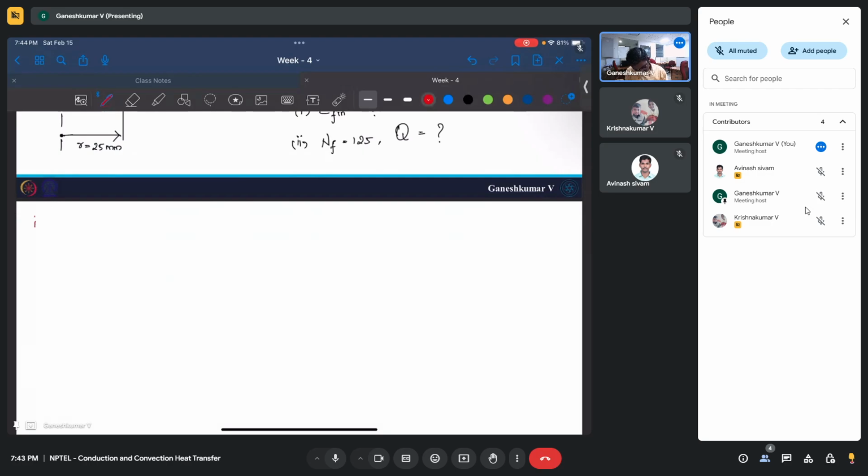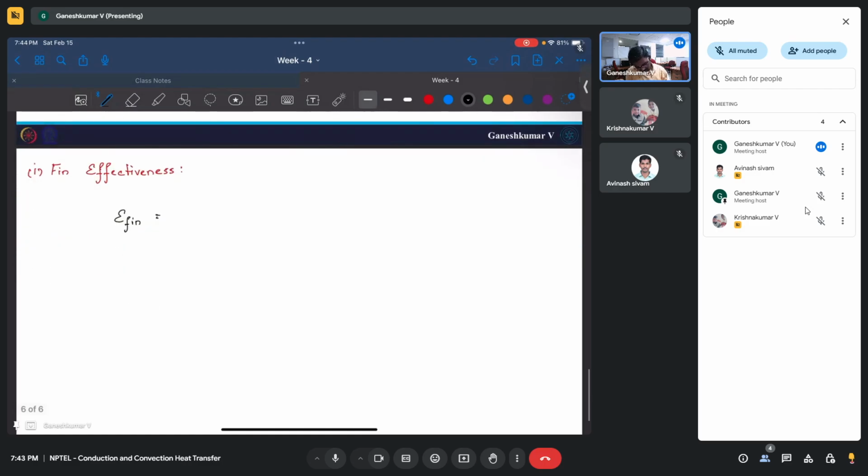All right, let's try to find out. First one is fin effectiveness. Fin effectiveness is nothing but, as we already know, the total heat transfer rate of the fin divided by the heat transfer rate when you do not have any fin, without fin. Now we actually don't know both of them. We don't know the heat transfer rate of the fin. So I think we have to calculate it from the efficiency of the fin.